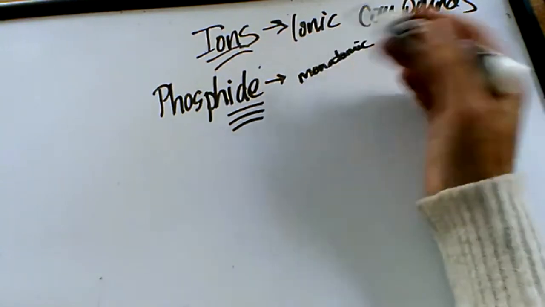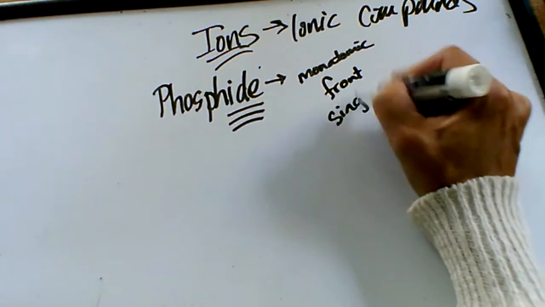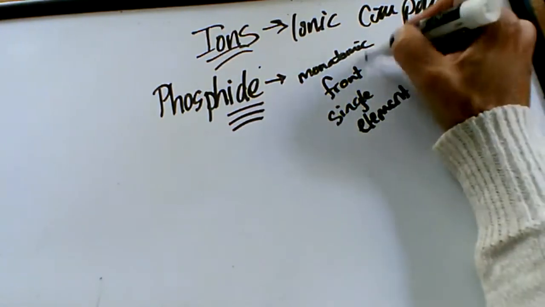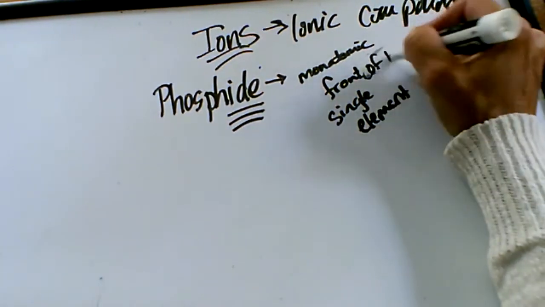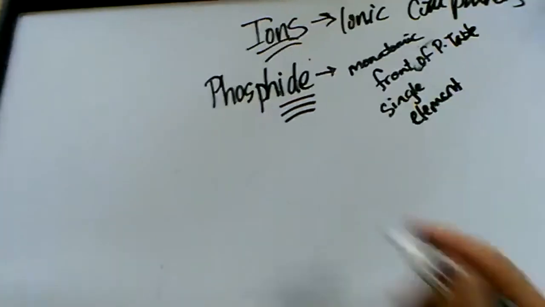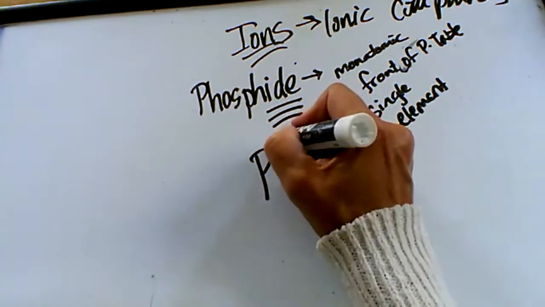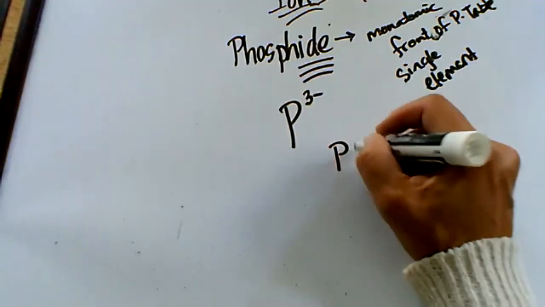And then I'm like, okay, so I'm just going to use the front. This is a single element front. If I was in class, we would be talking about the front of the periodic table, and we would be talking about the back of the periodic table. So we just need the front. That's phosphorus. And based on its location, we know that it is going to carry 3 extra electrons, so it'll have the 3 negatives.